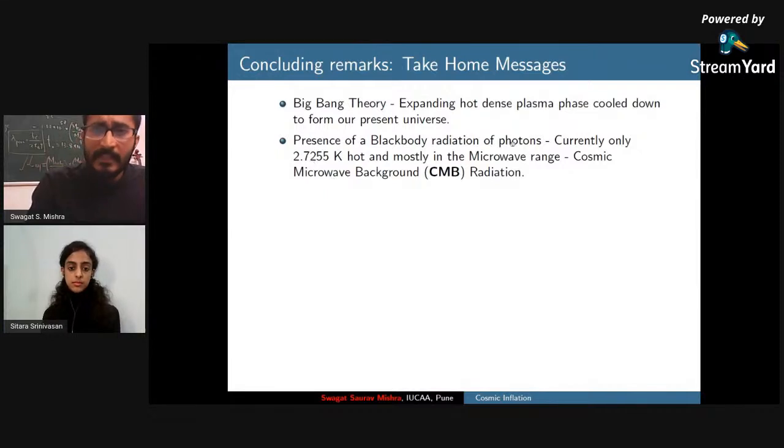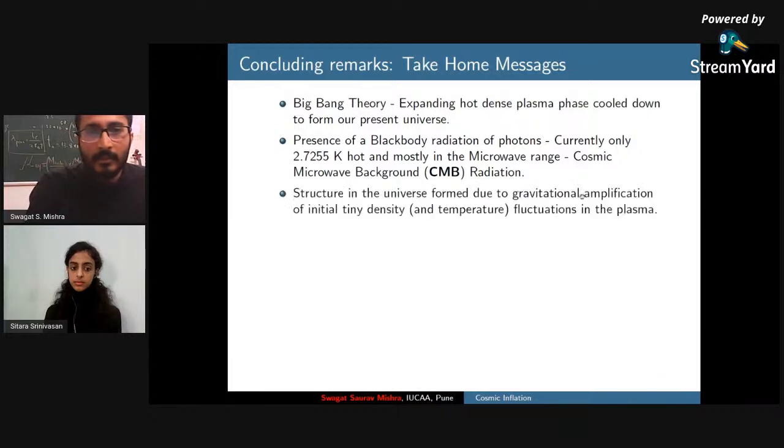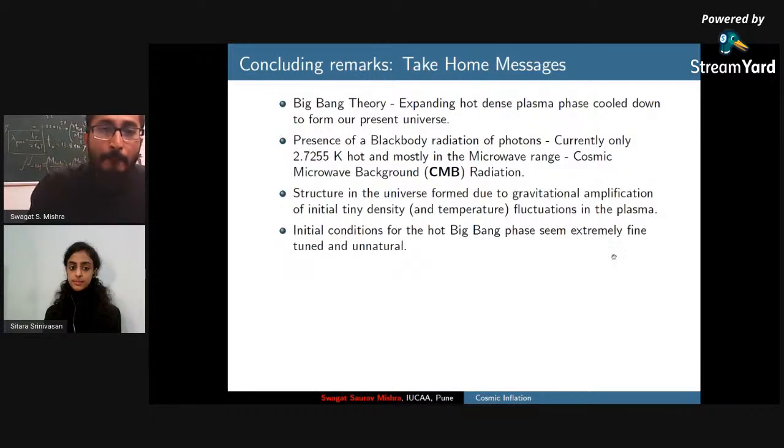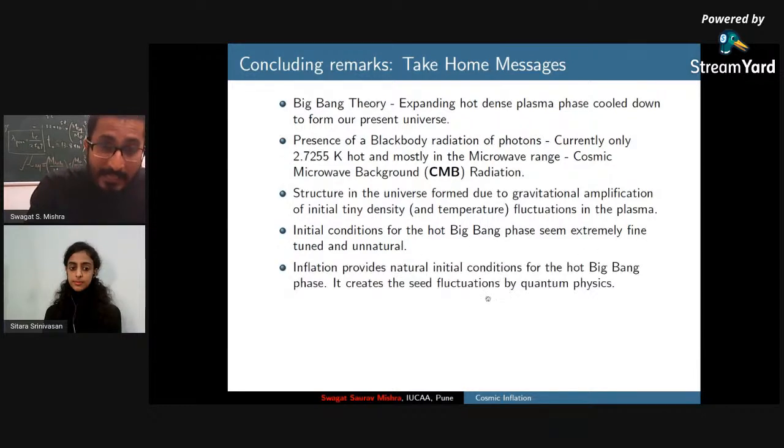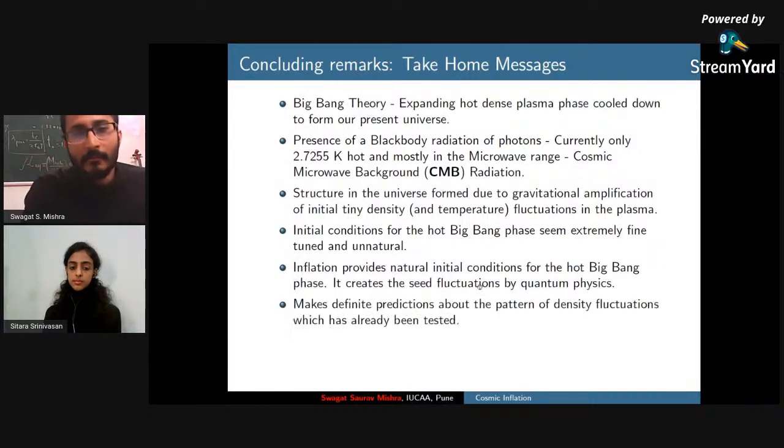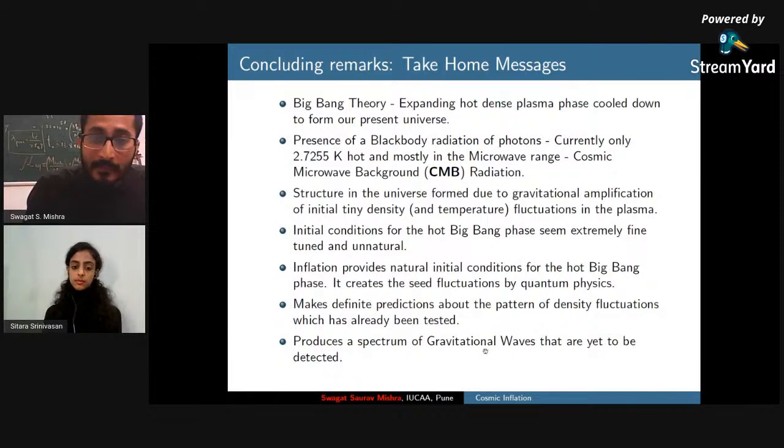The presence of CMB radiation has been predicted and detected and verified. Then the structure of the universe: we also know how the structure formed. It formed from gravitational amplification of tiny density fluctuations which were there initially. But the initial conditions for the Big Bang are unnatural unless there is an inflationary or accelerating phase prior to that. So we proposed that, then we made some predictions about this inflationary theory, and the density predictions have been tested to very large precision. And we are waiting for gravitational waves.